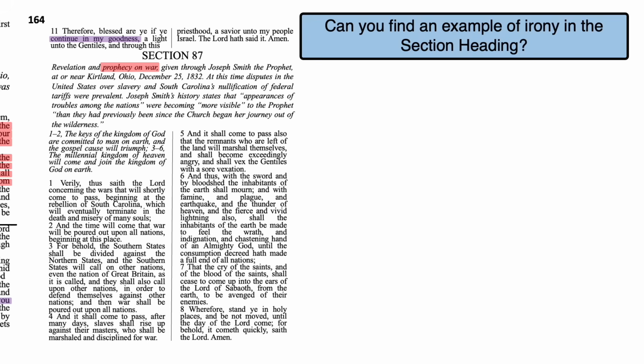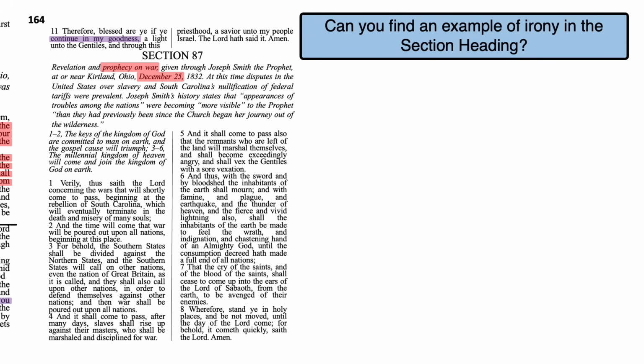The irony here is in the date. On what day was section 87 received? December 25th, Christmas. On the day that the world was celebrating peace on earth, goodwill towards men, Joseph received a prophecy on war. I'm not so sure that that was a coincidence. Maybe it was the Lord's way of saying that from this time forward, there would not be peace on earth or goodwill towards men.